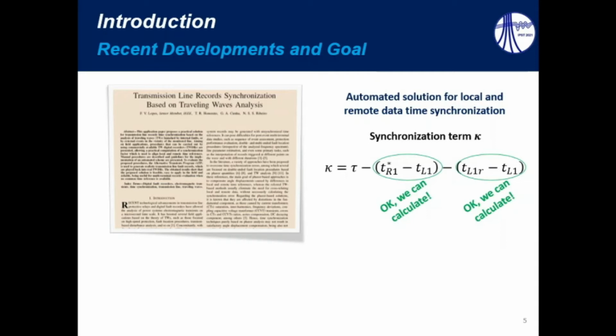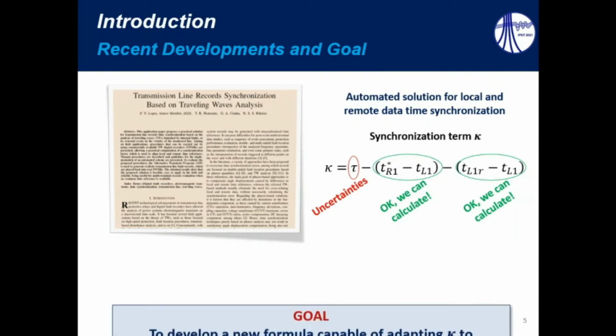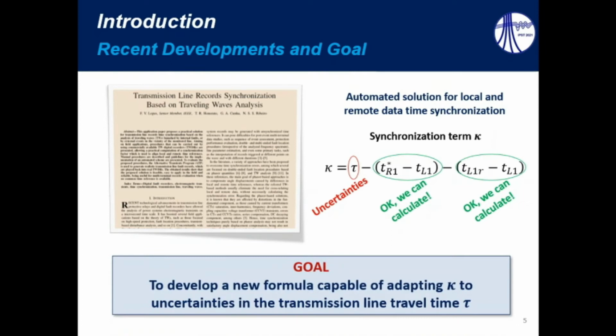Regarding these time differences, we can calculate them. We already have technologies capable of accurately obtaining them, but we have to recognize that there will always exist uncertainties in the line travel time, because the line parameters may vary over time, and even if you consider a line energization maneuver in order to calculate tau settings, these uncertainties will still exist. So the goal of this paper is to develop a new formula capable of adapting kappa to uncertainties in transmission line travel time tau.